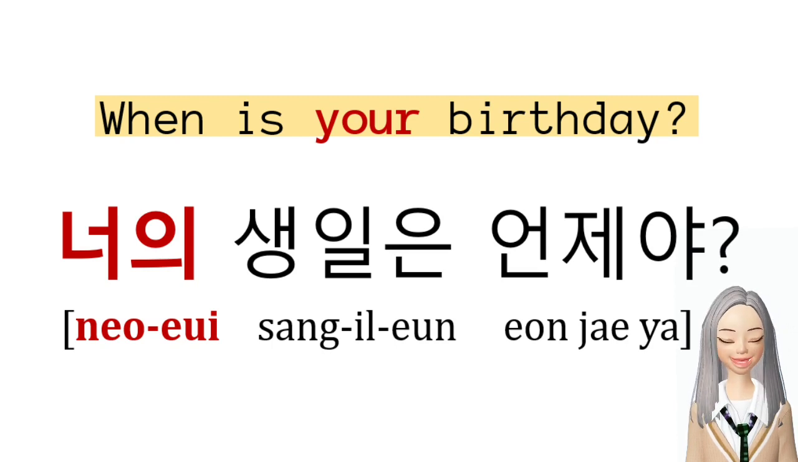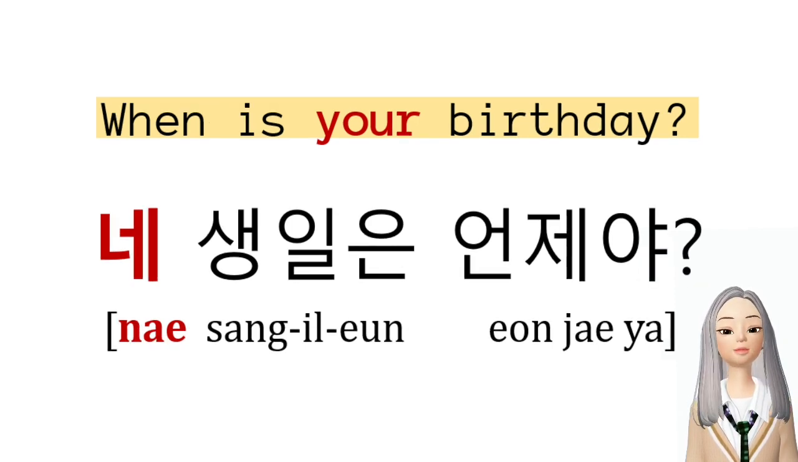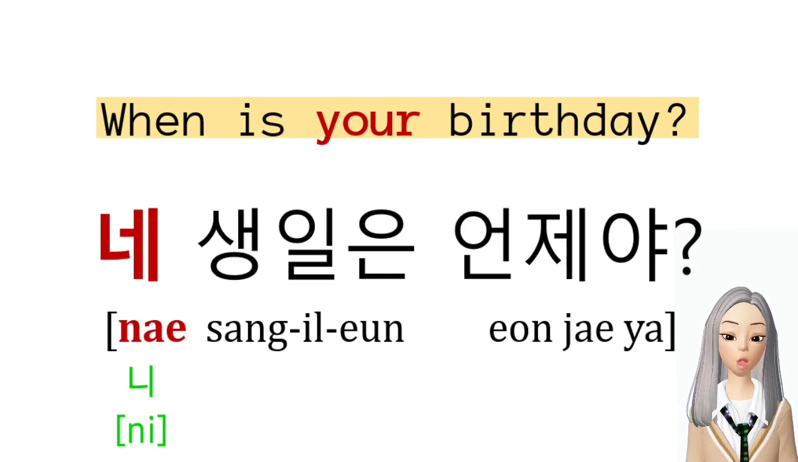For example, let's look at sentences again. The sentence, when is your birthday? 너의 생일은 언제야? Put that into short form. It becomes 내 생일은 언제야? Put that into the more commonly used casual form. It becomes 네 생일은 언제야?